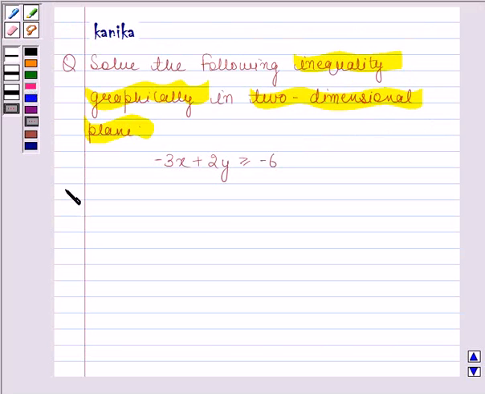The solution. Given inequality is -3x + 2y is greater than or equal to -6. Now converting this inequation into equation, we get -3x + 2y is equal to -6. Now we have to plot the graph of this equation.